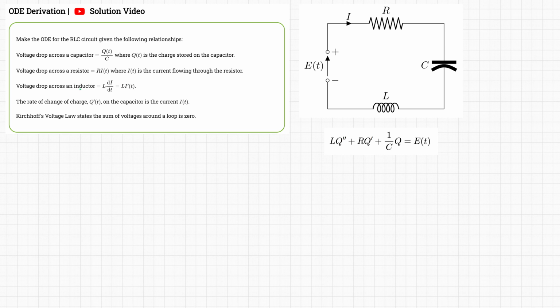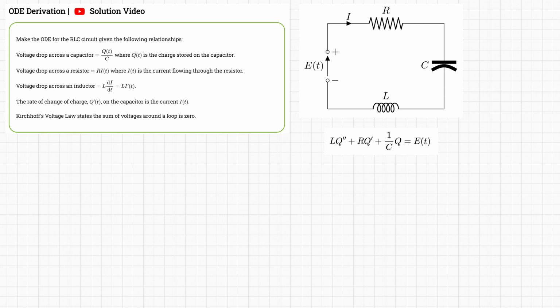And we have the voltage drop across an inductor, which I really just have to trust is the inductance value times the derivative of the current with respect to time, so L times I prime of T. And then you have the rate of change of charge, Q prime of T, on the capacitor is the current I, right?